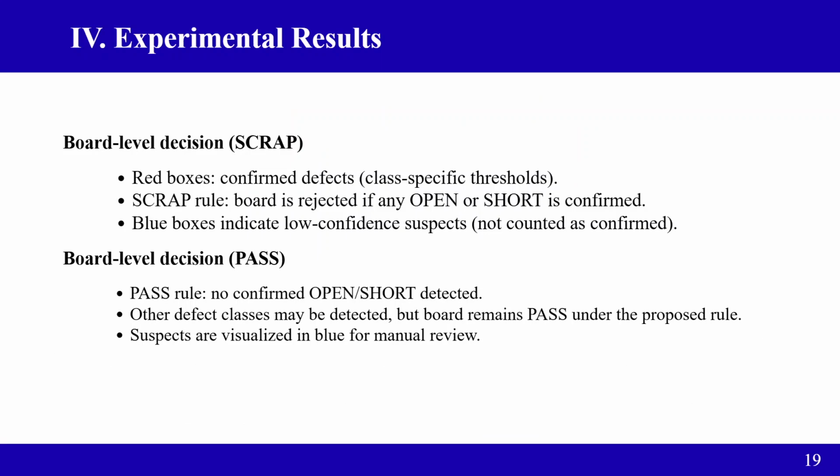In this slide, we explain our board-level decision strategy. The red bounding boxes indicate confirmed defects, while blue bounding boxes indicate low-confidence suspect regions. A board is classified as scrap if at least one open or short defect is confirmed. Otherwise, the board is classified as pass. Suspect regions are still visualized for manual review.